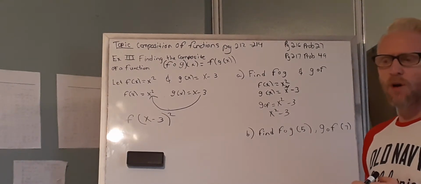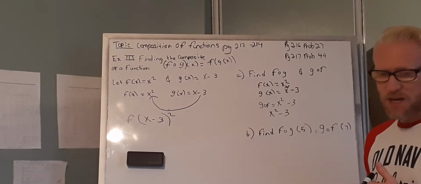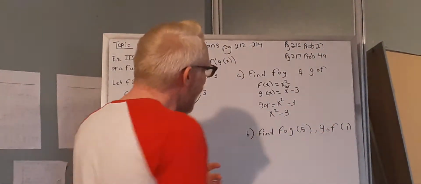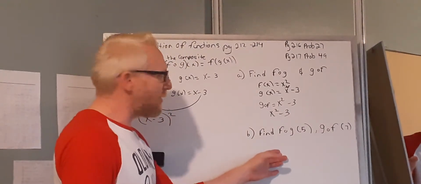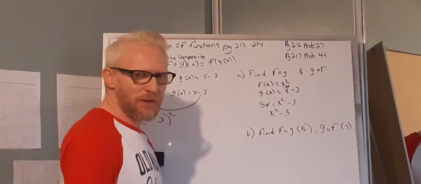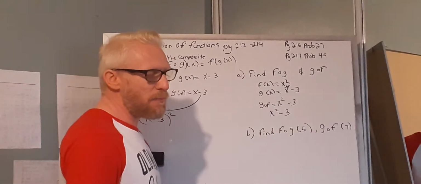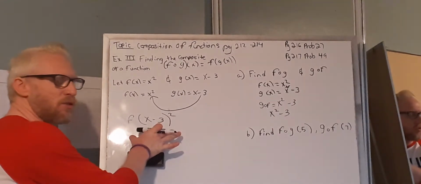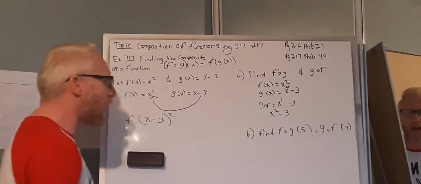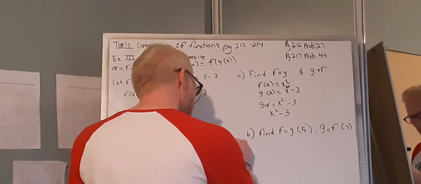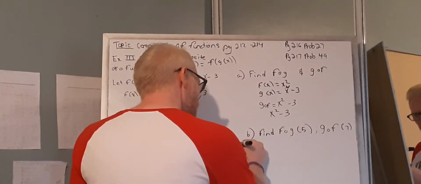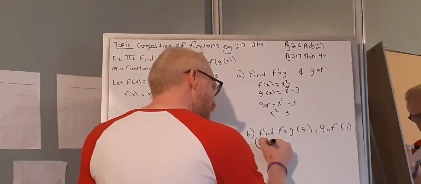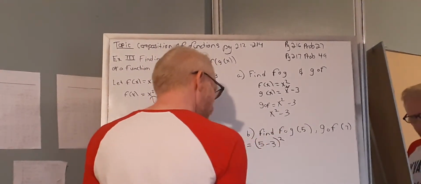For example 3a, I am going to go into 3b, and it's really simple because they're telling me, okay, now I want you to find f of g, but x is going to be 5. And I want you to find g of f, but now x is going to be 7. So what we're going to do is take the answers that we got here and plug in a 5. So f of g of 5 equals 5 minus 3 squared.